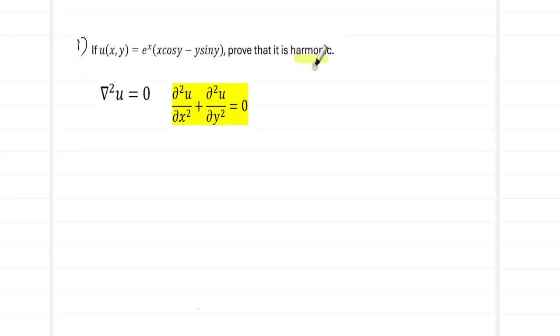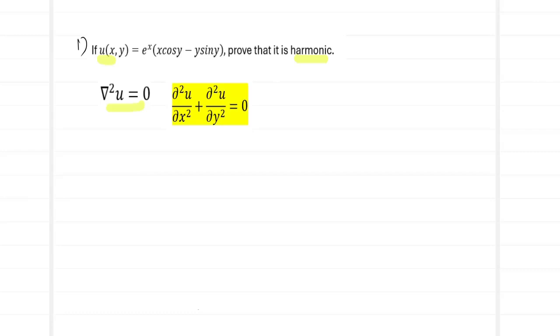Harmonic means it has to satisfy the Laplace equation, which this u which we have taken. So del square u must be proved to be equal to 0. So on expansion, what does this mean to us? Dou square u by dou x square plus dou square u by dou y square must be equal to 0.